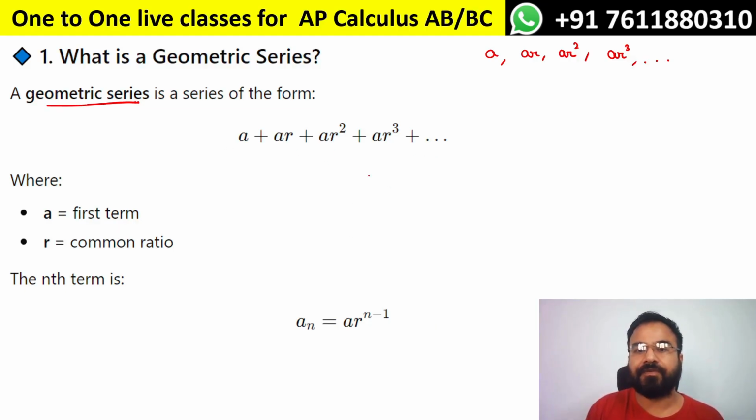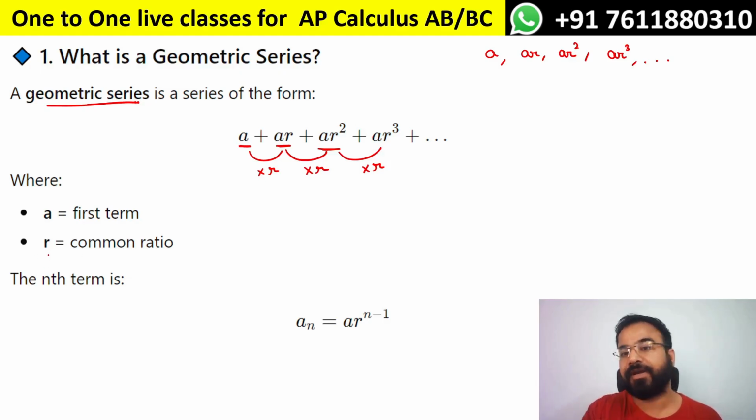So here, if you take one example, you can see that this is a. The second term we are getting by multiplying the first term by some number. The third term we are getting again by multiplying by r. Here also we are multiplying by r. Here also we are multiplying by r. So every next term we are getting by multiplying by something. That number by which we are multiplying to get the next term is known as the common ratio, and a is known as the first term.